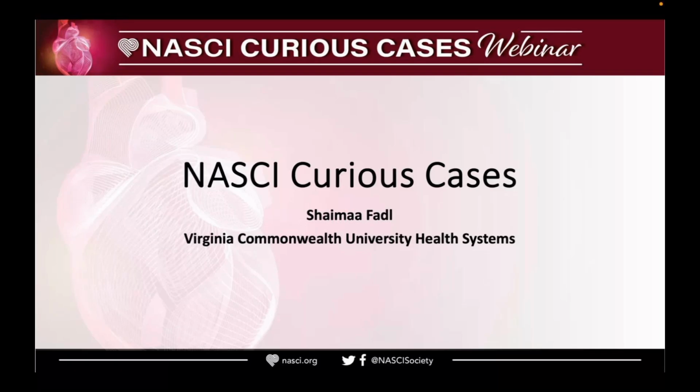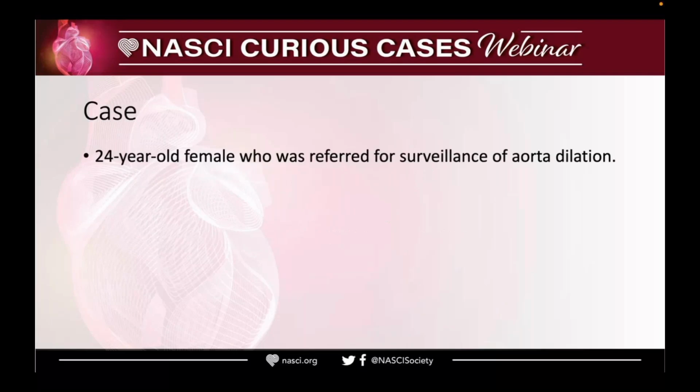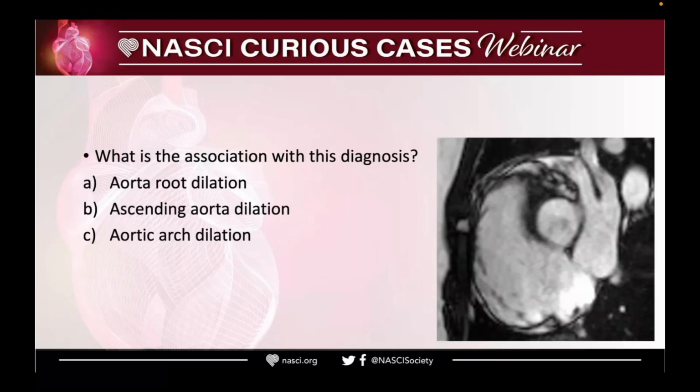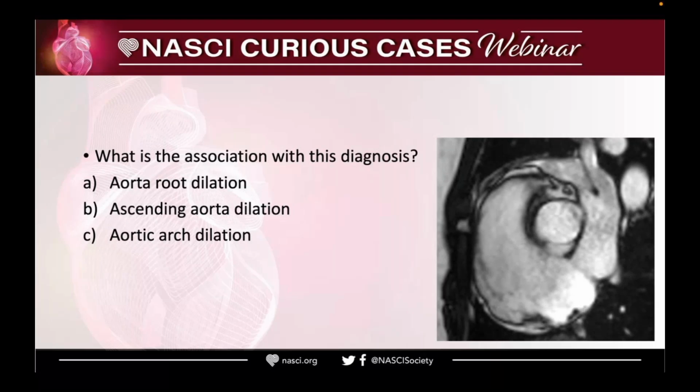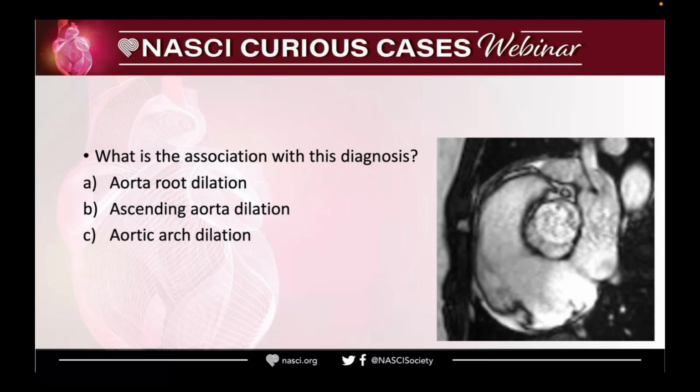It's a great pleasure. Starting with the first case. 24-year-old female referred for surveillance of aortic dilation. What's the association with this diagnosis? Is it aorta root dilation? Is it ascending aorta dilation? Is it aortic arch dilation? What do you think?